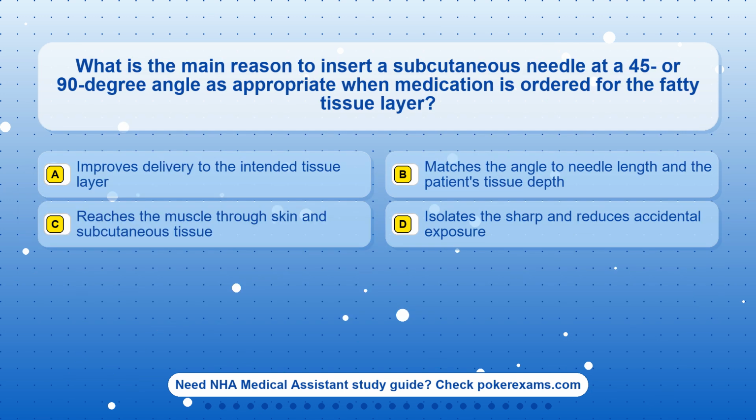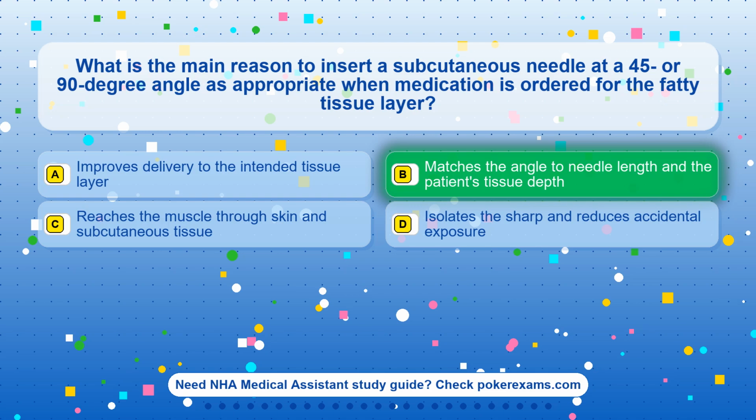Question 24. What is the main reason to insert a subcutaneous needle at a 45- or 90-degree angle as appropriate when medication is ordered for the fatty tissue layer? Option A. Improves delivery to the intended tissue layer. Option B. Matches the angle to needle length and the patient's tissue depth. Option C. Reaches the muscle through skin and subcutaneous tissue. Option D. Isolates the sharp and reduces accidental exposure.